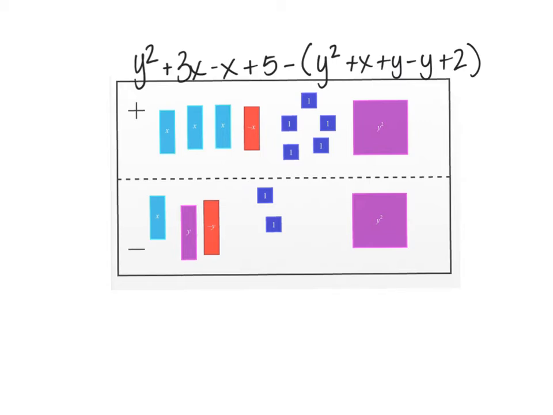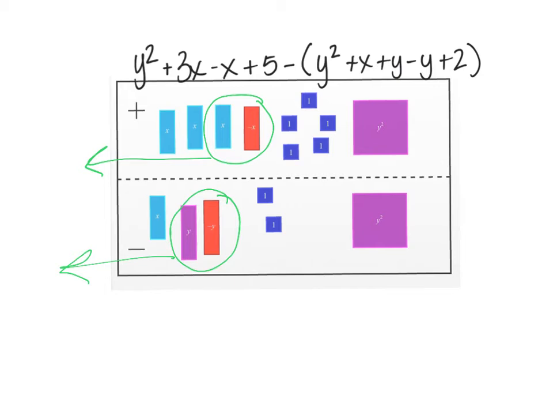So one of the first ways that we could look at it is to see if you have any opposite tiles in the same region. So if I look at the positive region, I see that we have an x and a negative x. Those are opposite tiles in the same region. They make a 0 pair and can be removed from the expression map. In the negative region, I have a y and a negative y tile. Those are opposite tiles in the same region, so they can be removed from the expression map because they make a 0 pair.